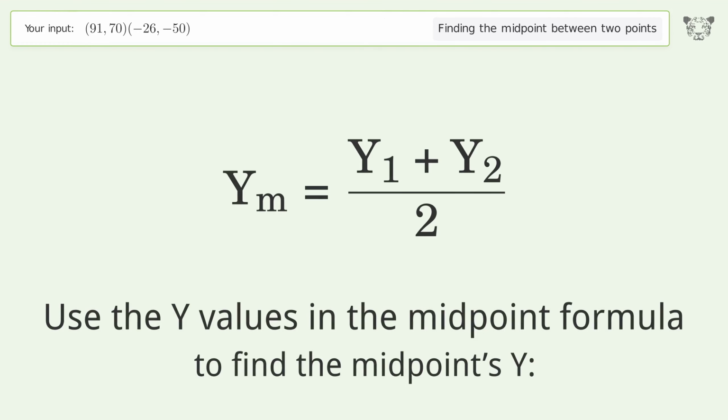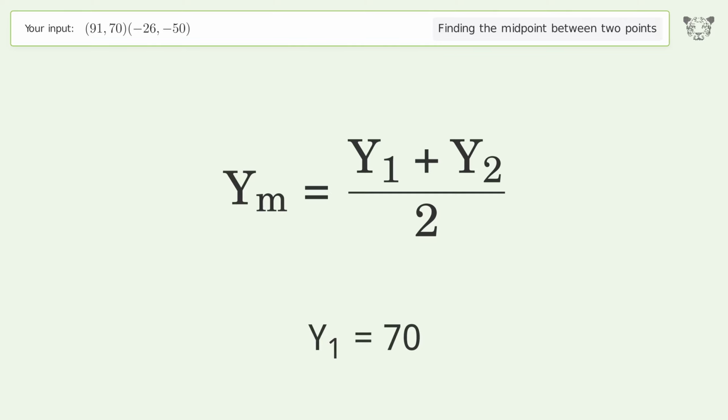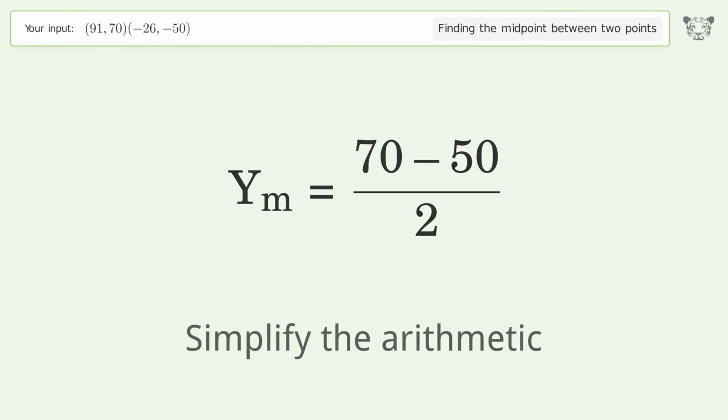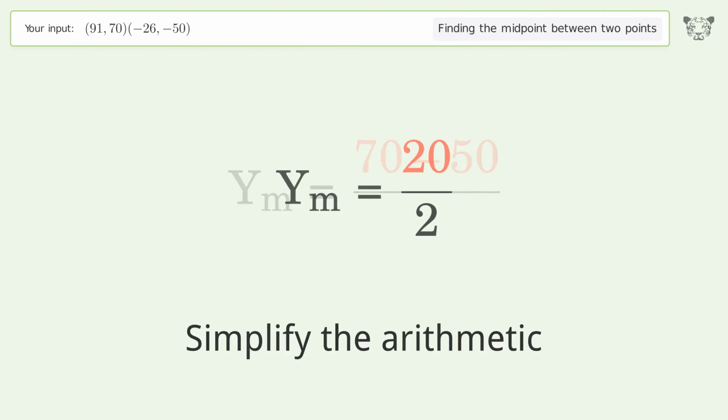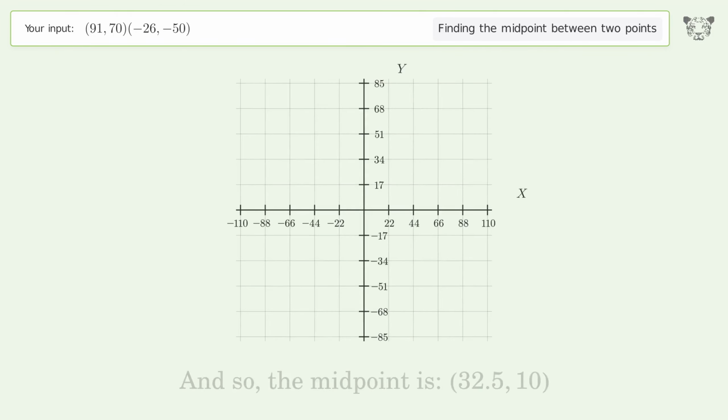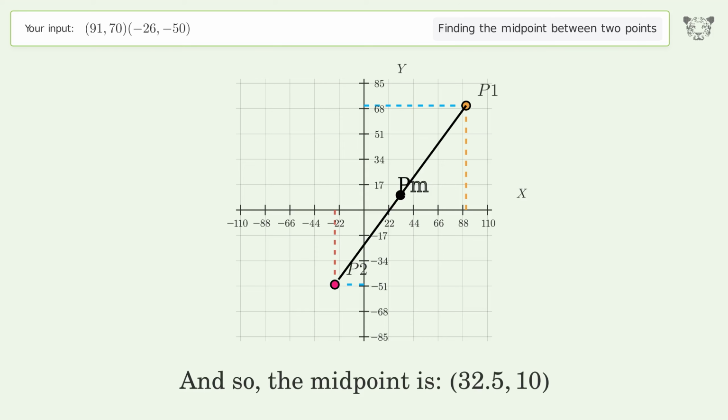Use the y values in the midpoint formula to find the midpoint's y. y1 equals 70. y2 equals negative 50. Simplify the arithmetic. And so, the midpoint is (32.5, 10).